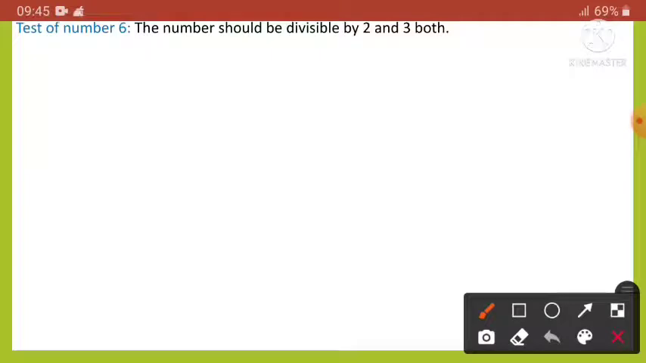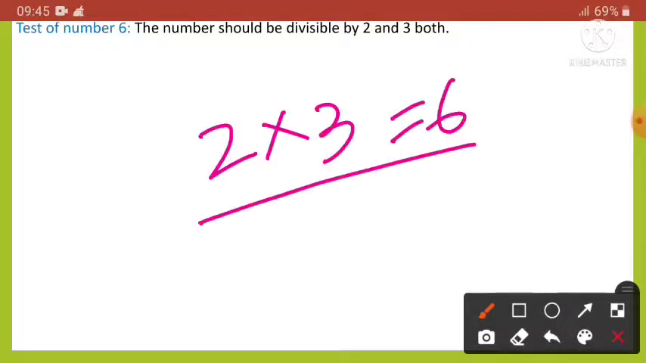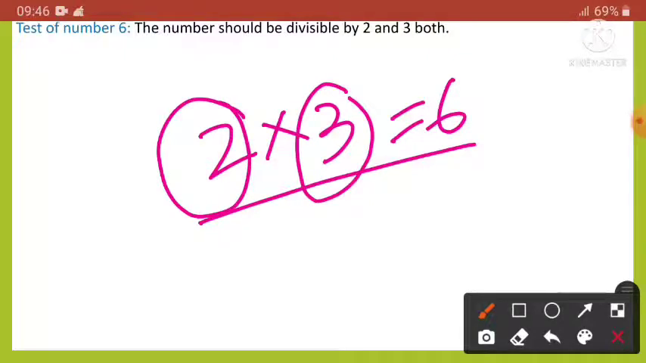Now it is the divisibility test for number 6. The number should be divisible by 2 and 3 both, because 2 into 3 equal to 6. That means if the number is divisible by 2 and 3 both, then we can say the number is divisible by 6.